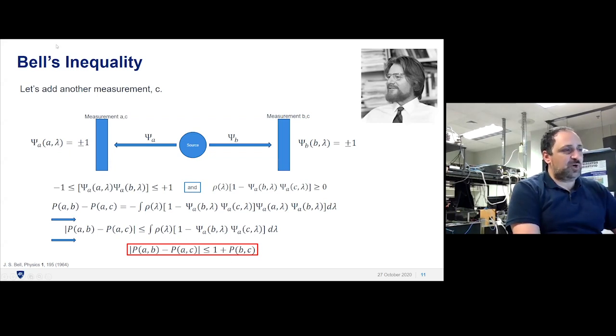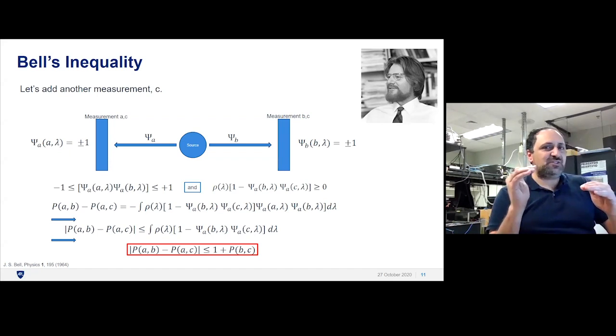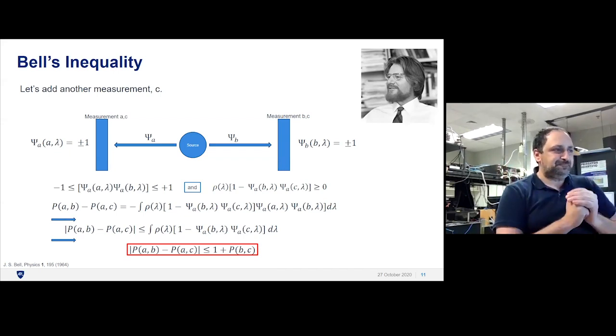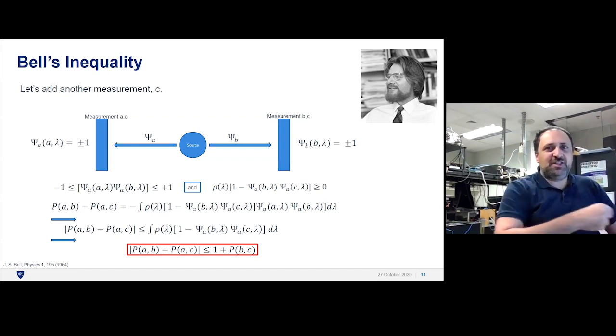And that's Bell's inequality: the probability of your measurement of A and B subtracted from the probability of the measurement of A and C has to be less than or equal to 1 plus the probability of the measurement BC. So now it gives you a test whether or not you need hidden variables, whether or not quantum mechanics is complete. And so that was 1964.